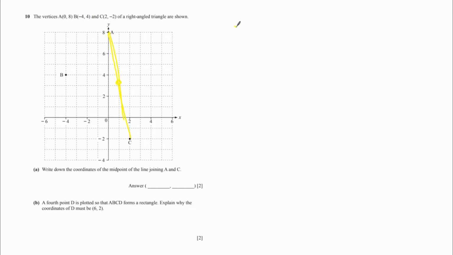So for the coordinates of the midpoint, x of midpoint is x of A plus x of C divided by 2, and y of midpoint is y of A plus y of C divided by 2. In other words, if we want to find the coordinates of a midpoint between 2 points, we can just average the x's, that would be the x of the midpoint, and average the y's, and that would be the y of the midpoint. So if I replace the values in here, for A, x is 0, for C, x is 2, 2 plus 0 divided by 2 is 1.